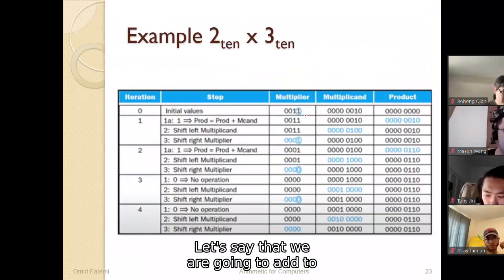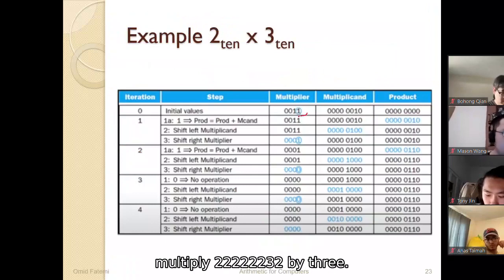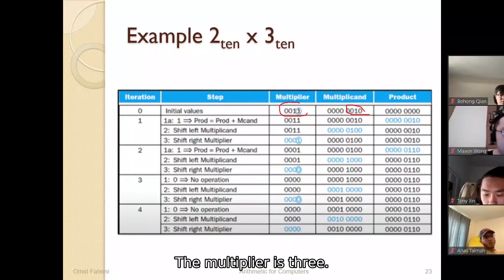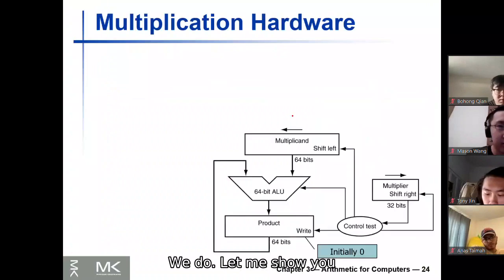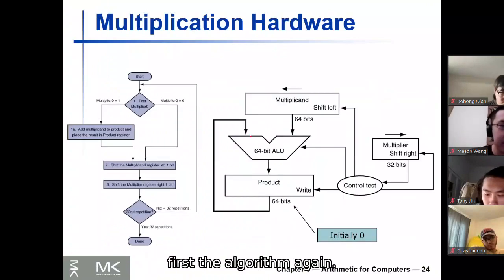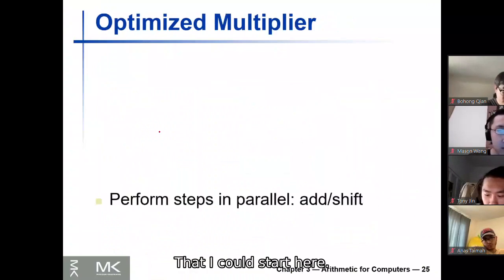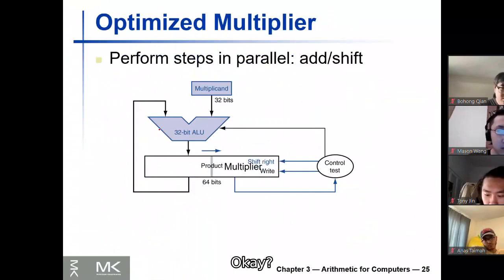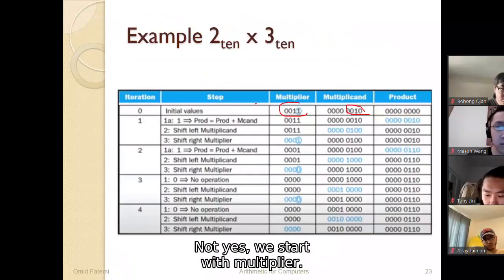In another example, let's say that we are going to multiply 2 by 3. The multiplier is 3. Let me show you the algorithm first. So again, here you see we start. Yes, we start with the multiplier.